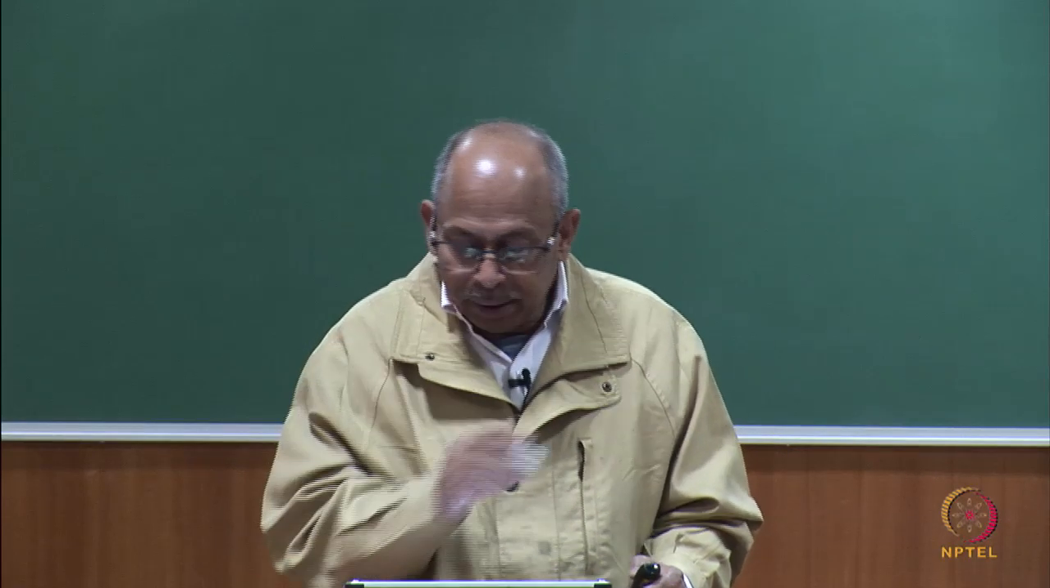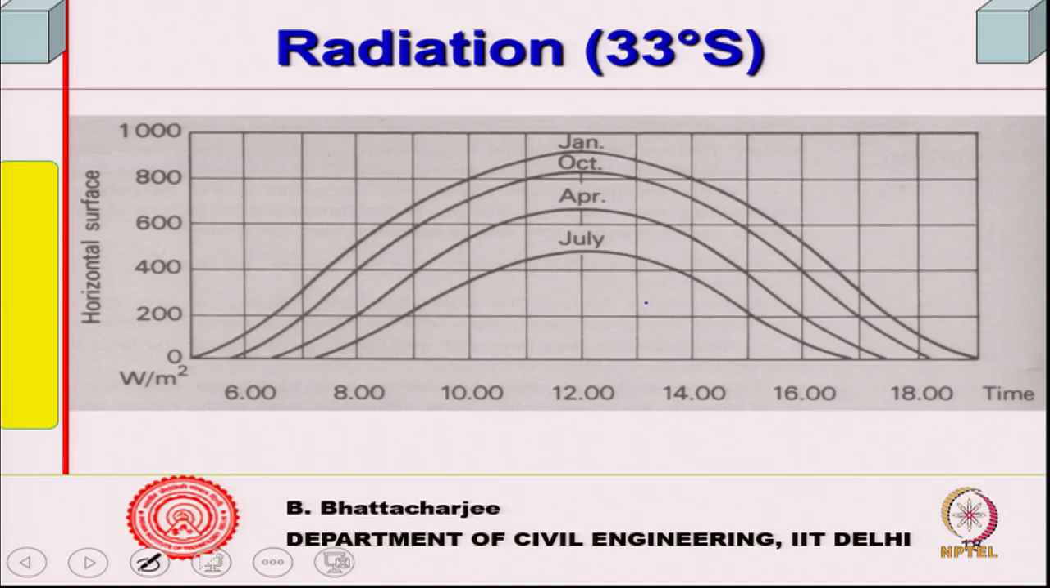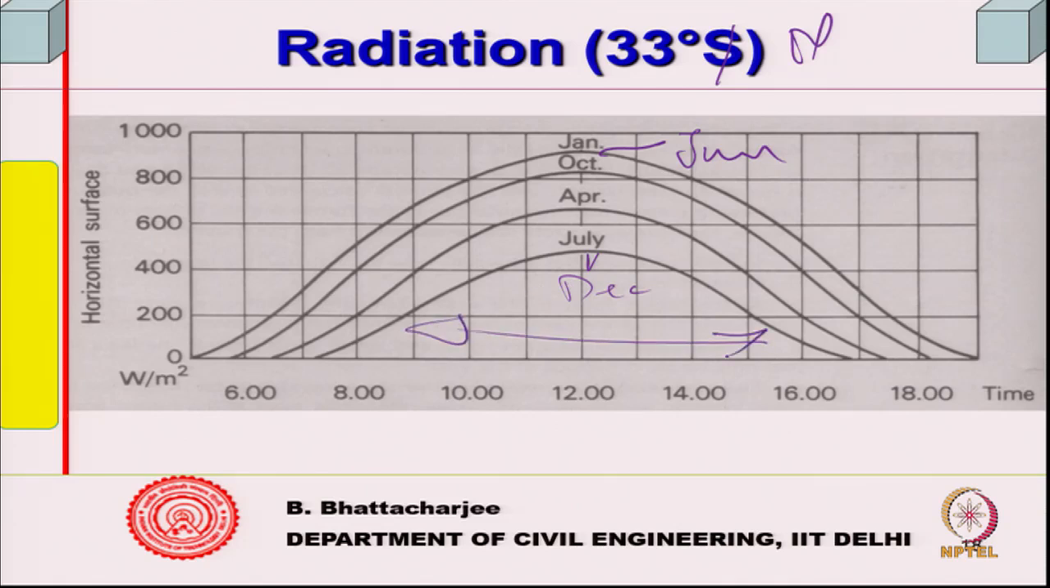But if you come to radiation for 33 degrees south, compared to that on a horizontal surface, this January will of course correspond to now June for north, and this would be for December, right. So, what happens is in winter you receive much less, you will have much less sunshine hours and much less intensity of radiation as well. In summer the sunshine hour is longer, and radiation intensity is high.